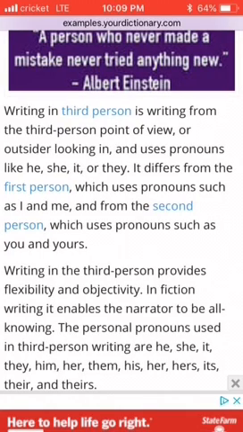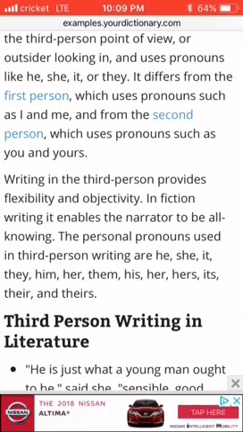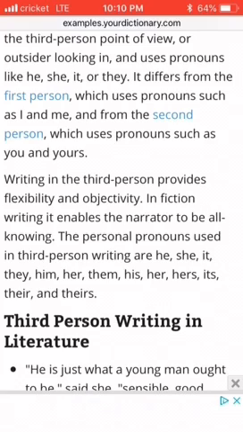It says, writing in third person is writing from the third person point of view, or outsider looking in, and uses pronouns like he, she, it, or they. It differs from the first person, which uses pronouns such as I and me, and from the second person, which uses pronouns such as you or yours. Writing in the third person provides flexibility and objectivity. In fiction writing, it enables the narrator to be all-knowing. The personal pronouns used in third person writing are he, she, it, they, him, her, them, his, hers, its, their, and theirs.